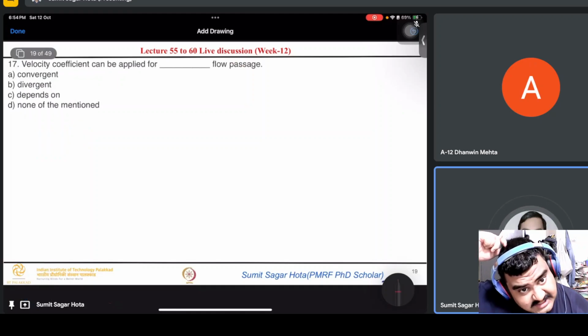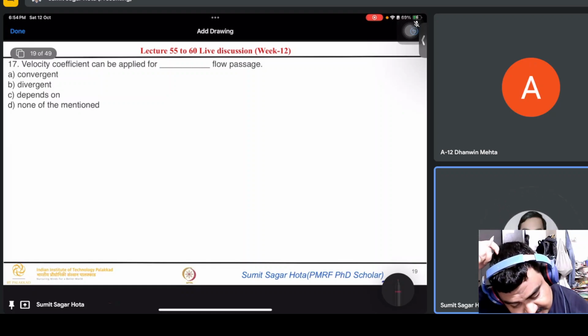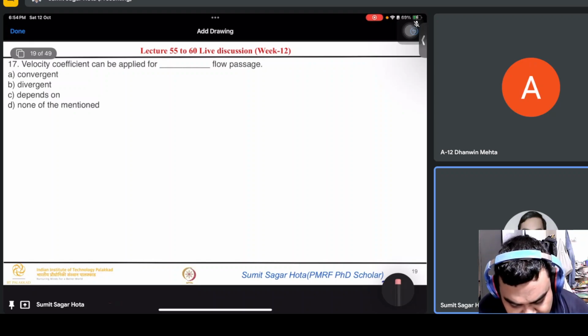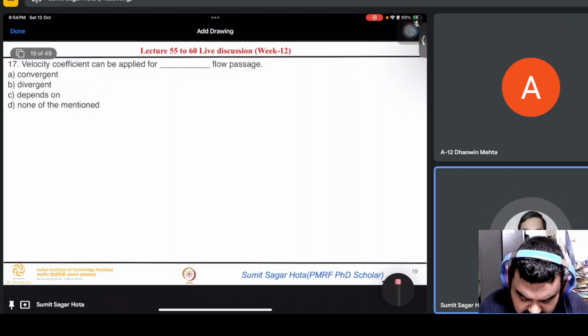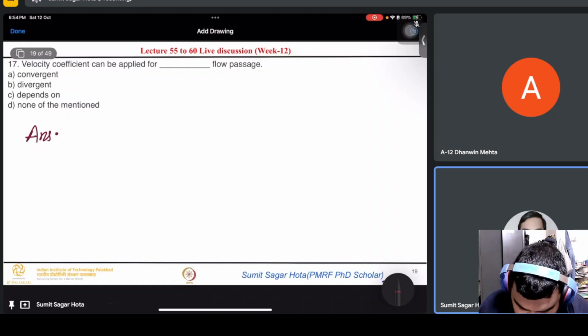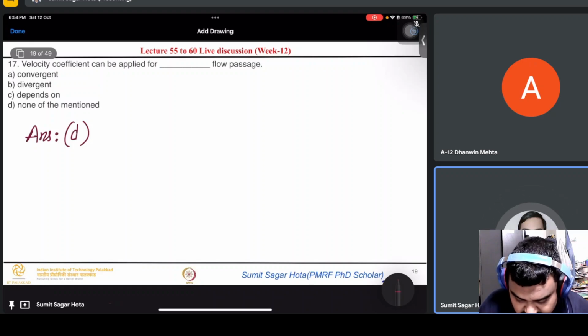The velocity coefficient can be applied for dash flow passage. I already told this: it does not depend on the flow passage, so it can be applicable for any kind of flow passage. So the answer will be none of these. In most cases you didn't choose the option none of the mentioned when you are not sure. That's why this kind of question can be set, and these are tricky questions.